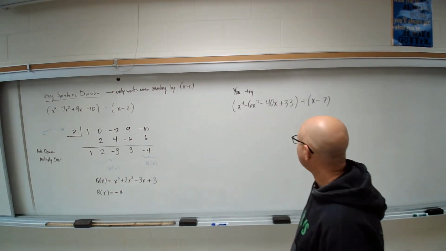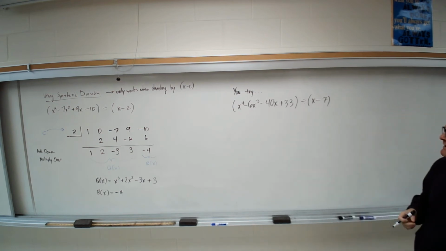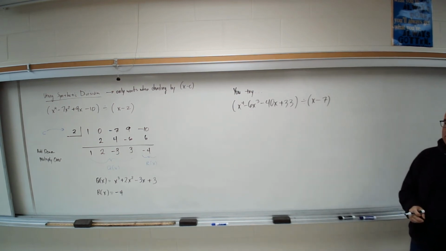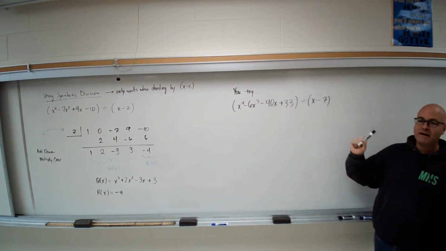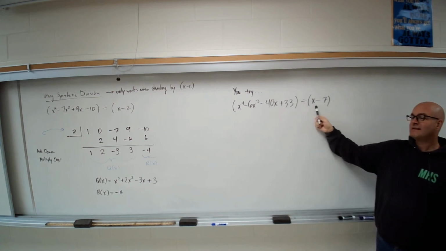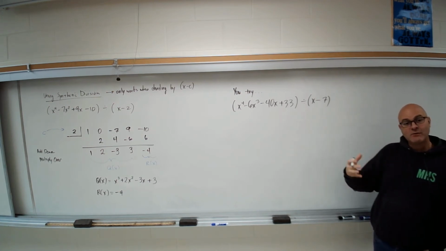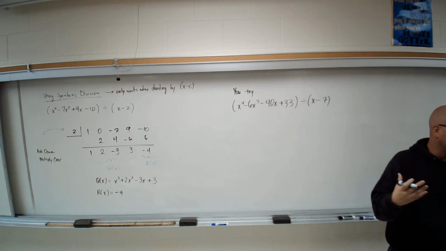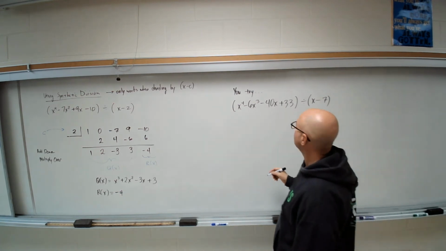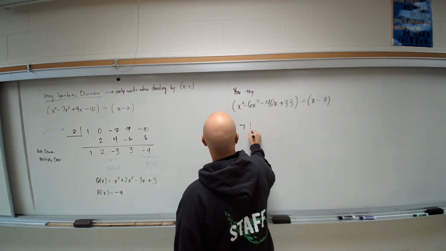Okay, so for our next example here, we have x to the fourth minus 6x cubed minus 40x plus 33 divided by x minus 7. So again, this is our x minus c, so c will actually be positive 7, which is kind of good news. You choose a positive number. So put it up here in the corner.